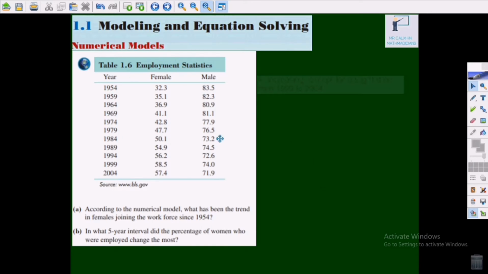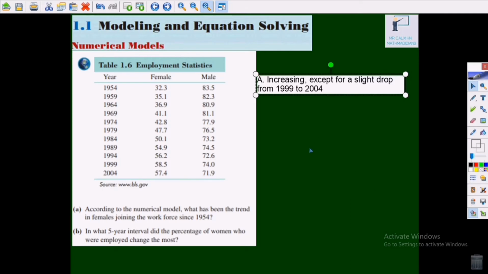As you can see, here is a table of employment statistics between the female and male gender. The first question says, according to the numerical model, what has been the trend in females joining the workforce since 1954? The year, you will find it here, and the female trend, you will see it here. And as you can see, the female trend is increasing, except for a slight drop that they had between 1999 and 2004. You can see your answer revealed here. Increasing except for a slight drop between 1999 to 2004.